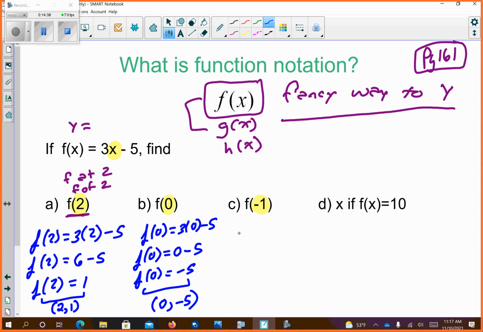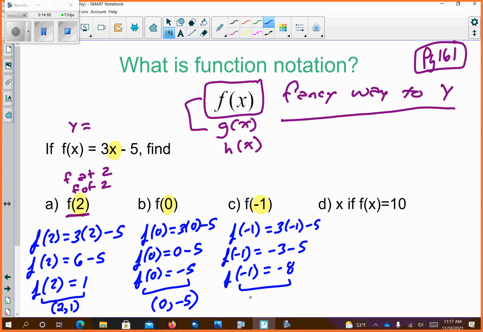Would you put it in the... Yeah, put it in for x. Good job. Okay, so I get 3 times negative 1 minus 5. And then f at negative 1 is equal to 3 times negative 1, which is negative 3, minus 5. So f at negative 1 is equal to negative 8. So again, this does yield me the point negative 1 comma negative 8. So that is something I can plot.